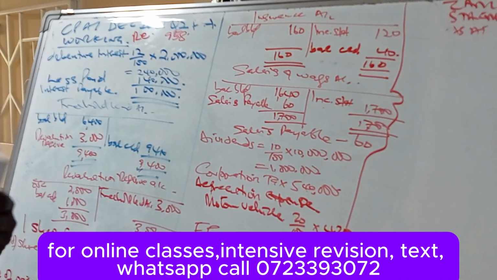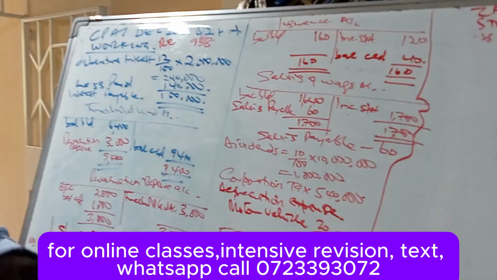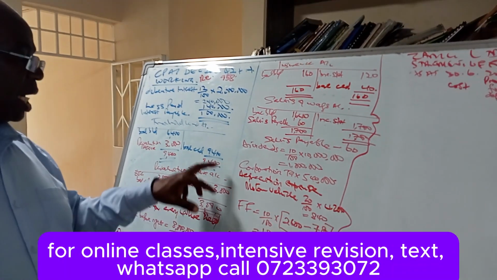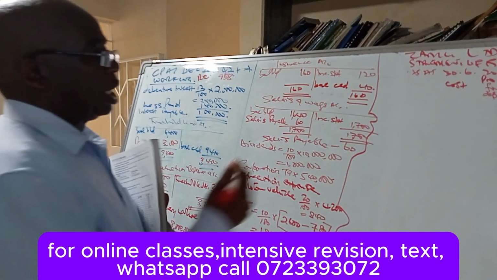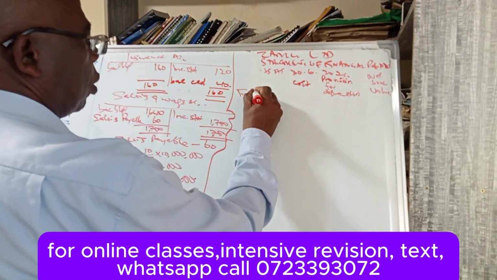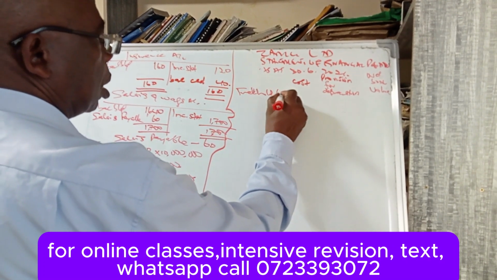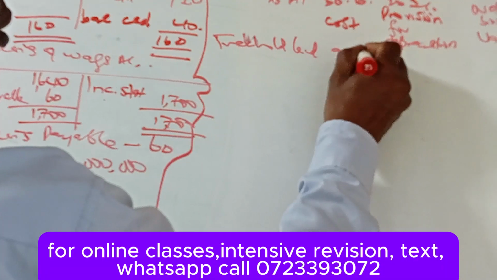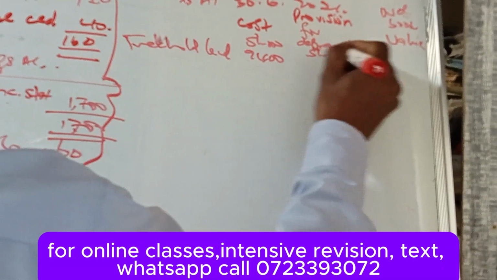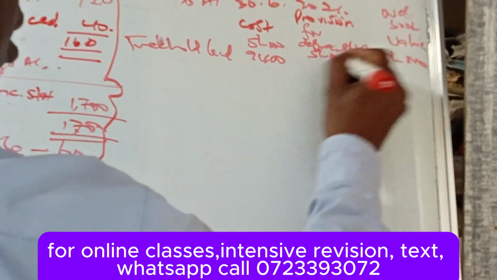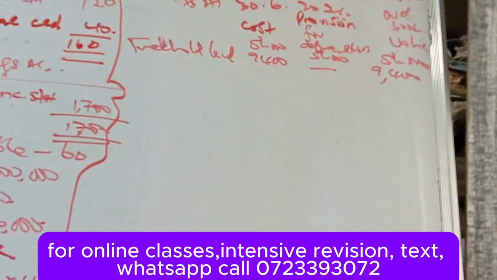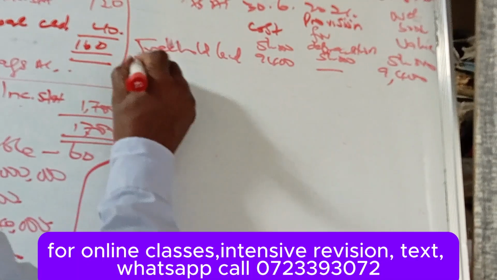And the first one is definitely our freehold land. Please mark this. The temptation is to go to the balance sheet and get the freehold land at 6,400. But our freehold land at the balance sheet date, the value is 9,400. So we say freehold land, 9,400, shillings in thousands.